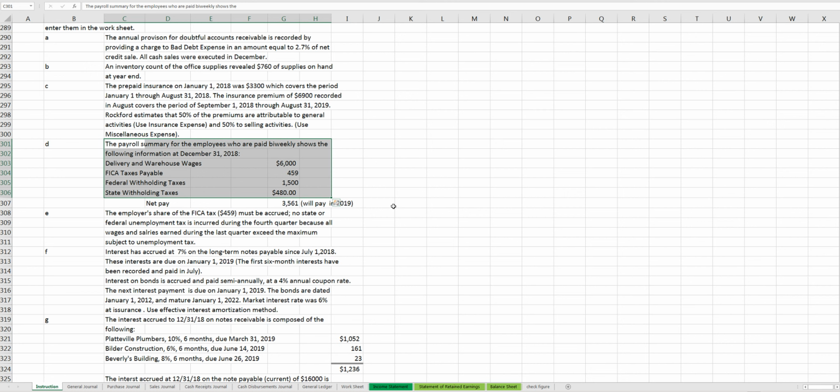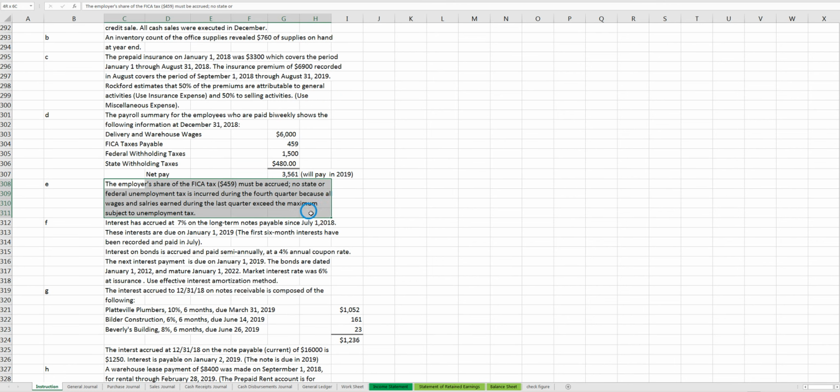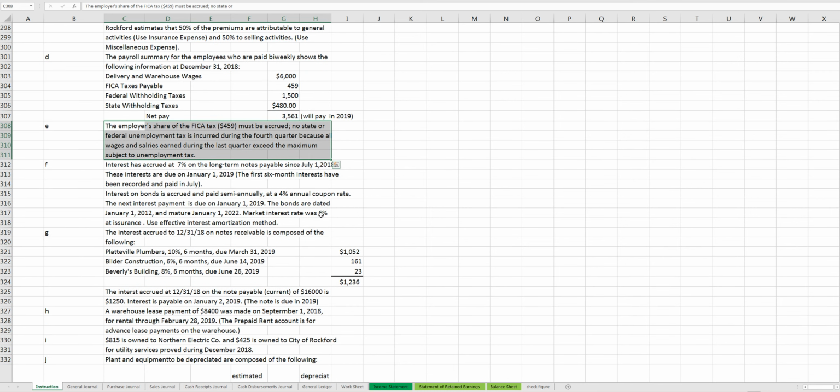Basically, we're going to follow the regular payroll journal entries. We debit salary and wages expense, and credit salary and wages payable. Again, we're going to match the FICA tax and credit another FICA tax payable. That's part E. Part F.